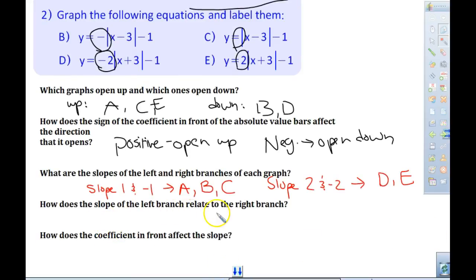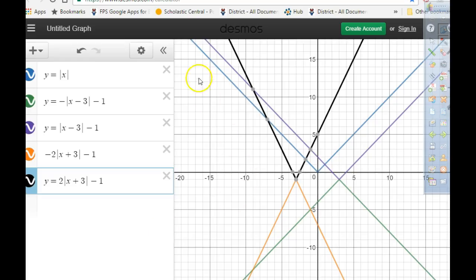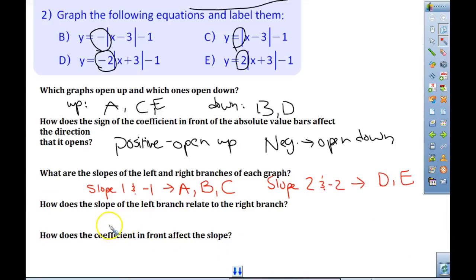How does the slope of the left relate to the branch of the right? How does the left relate to the right? How are those slopes? What could we say if we are talking about those slopes? Anyone have an idea?